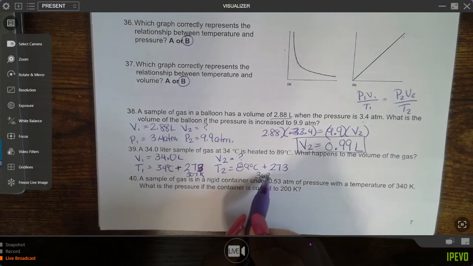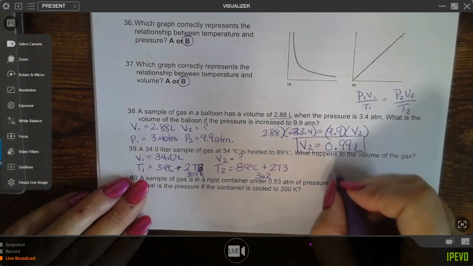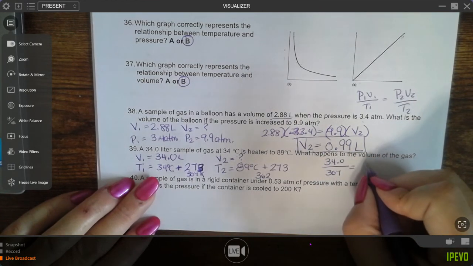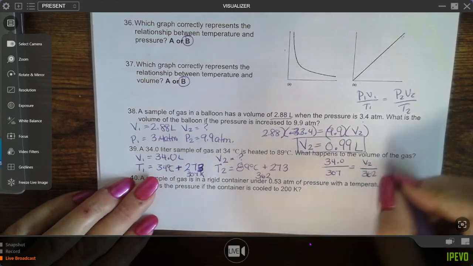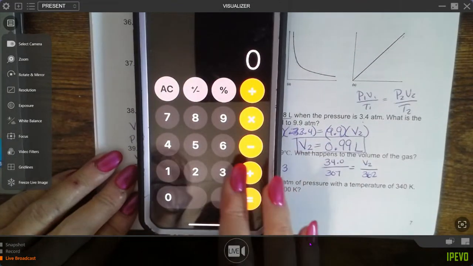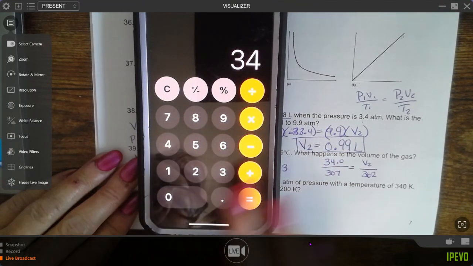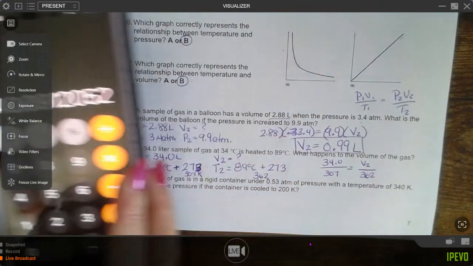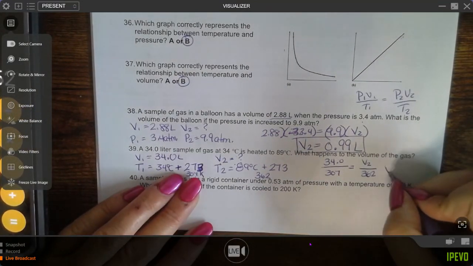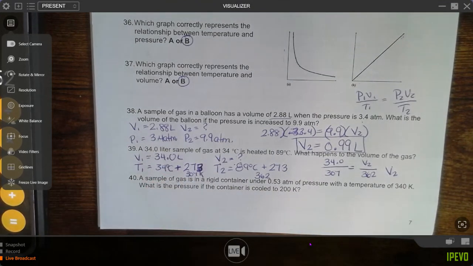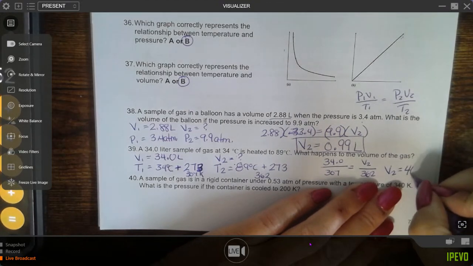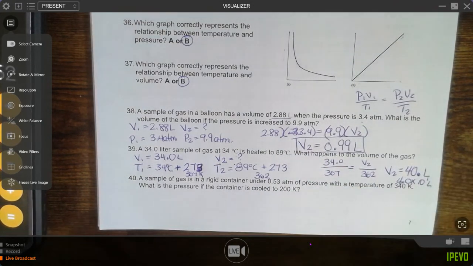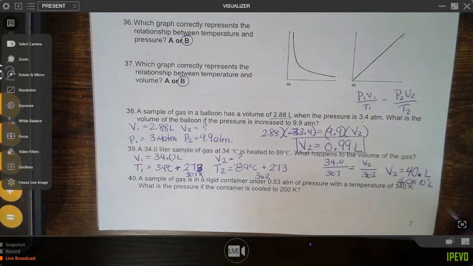So temperature goes up, so we would expect volume to go up also. Let's plug this in. 34 over 307 is equal to V2 over 362. So I just put these into my calculator. I would do 362 times 34 divided by 307, which gives me a volume of 40.09. So that did go up, so that's good. I can still only use 2 sig figs, so V2 is 40. liters, or 4.0 times 10 to the first, if you want to do scientific notation. You should know that you might see either one of those.